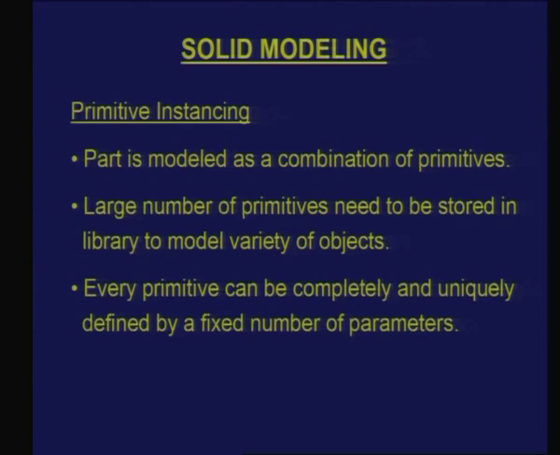One of the first methods of modeling solids which was introduced is called primitive instancing. In fact, when solid modeling was in its beginning, particularly in the 60s and 70s, when this subject came up, primitive instancing was one of the first proposed models to construct a solid. In primitive instancing, what is done is a part is modeled as a combination of primitives.